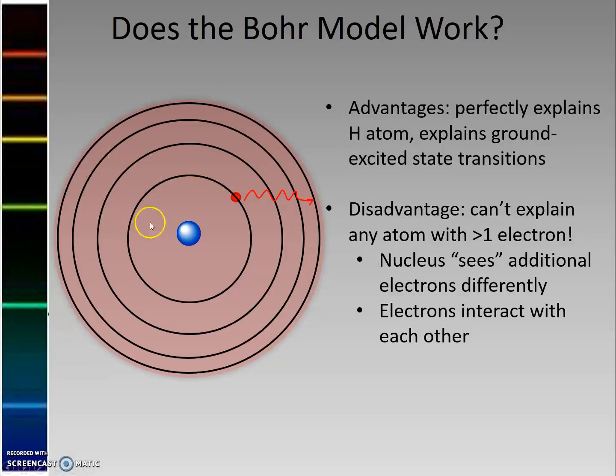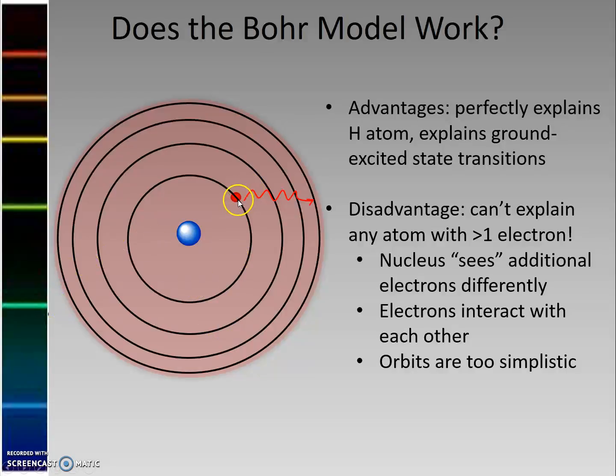When I have two electrons, it's not just that the positive nucleus is talking to the negative electron, but I might have two negative electrons talking to each other. There's attraction between the nucleus and the electrons. There's repulsion between the electrons. The last problem with the Bohr model is that orbits are simply too simplistic.